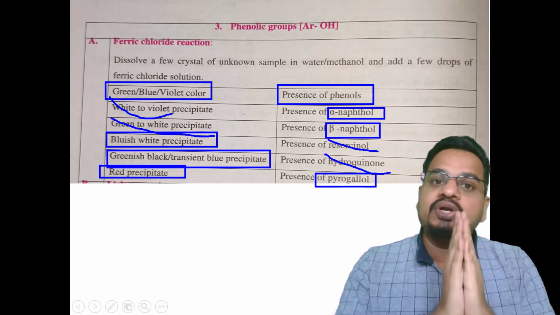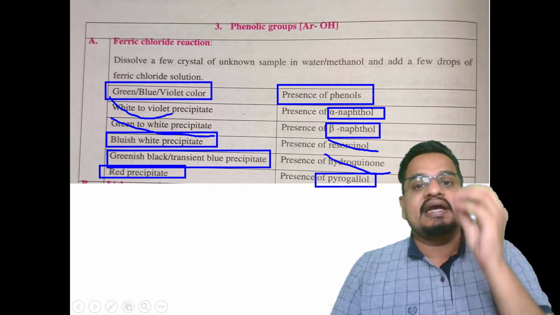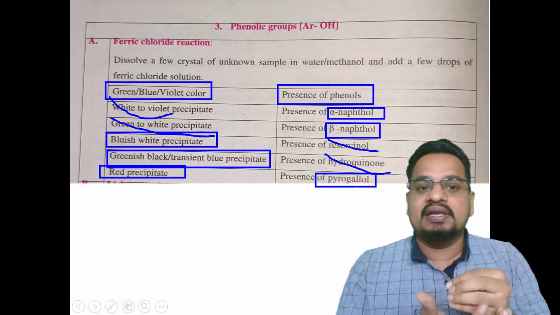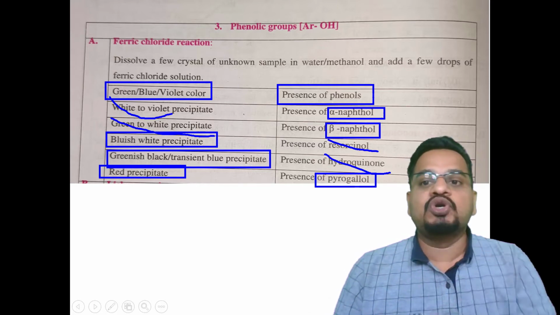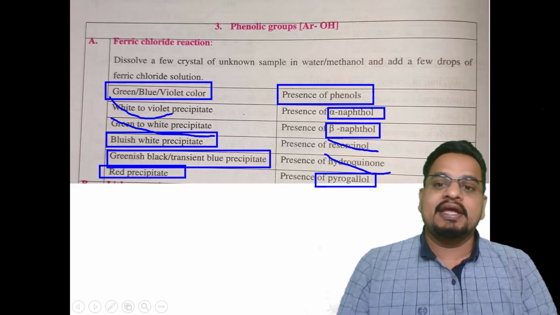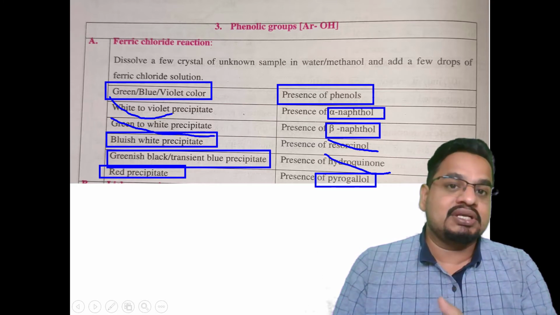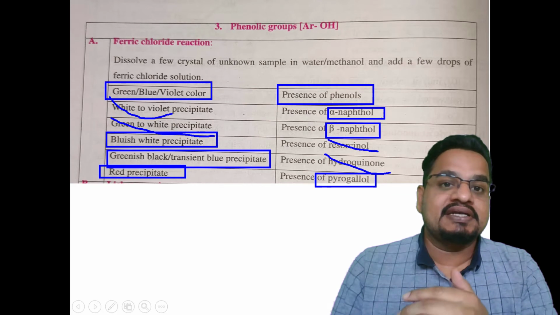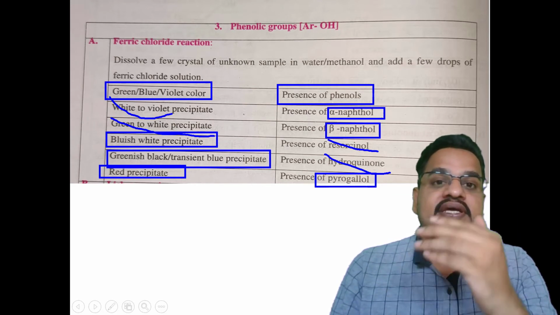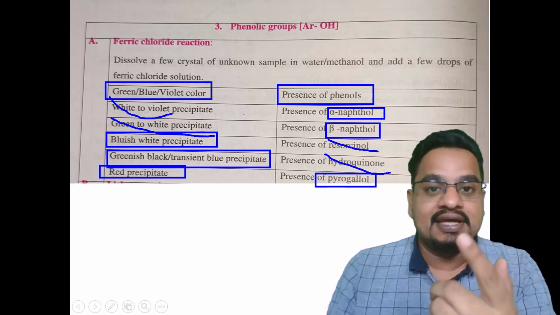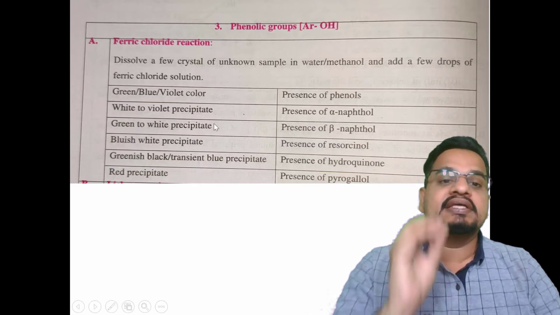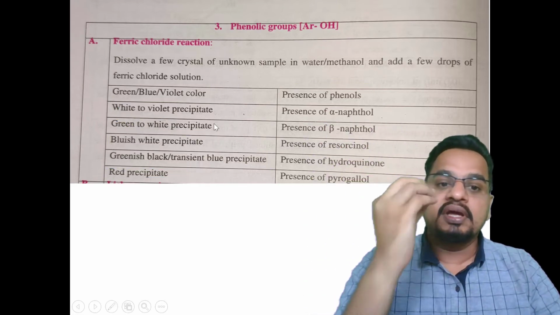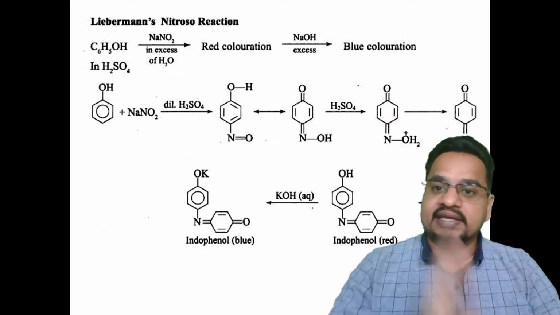And how are we going to identify them qualitatively? When the sample is dissolved in water or methanol, and you add a few drops of ferric chloride to it, you will get these different colorations, these different colored precipitates. So once you visually see these colors, you can simply identify whether the compound is phenol, alpha naphthol, beta naphthol, resorcinol, and so on.